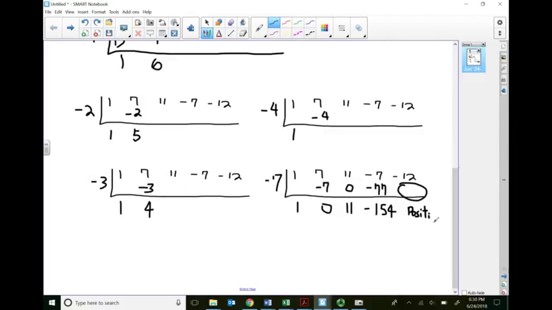So therefore -7 allows me right here to have alternating signs. So that's the first number I see after going through the synthetic division, so -7 will be my lower bound. Now that does not indicate -7 is going to be the real zero, the zero of the polynomial. It does not actually mean that.